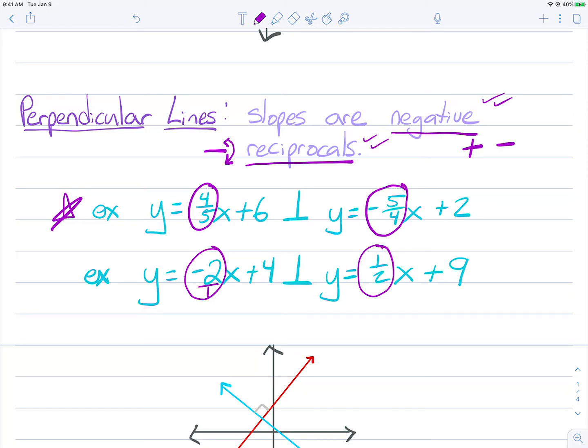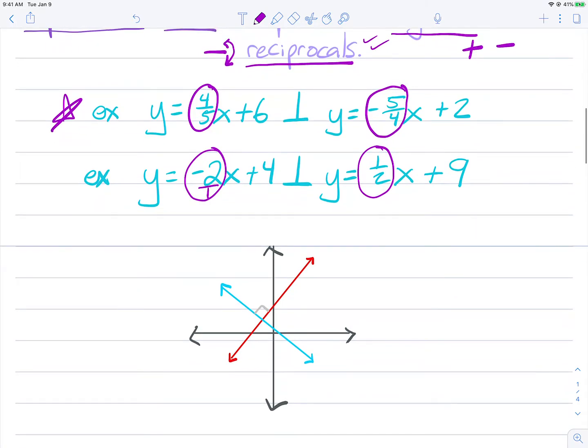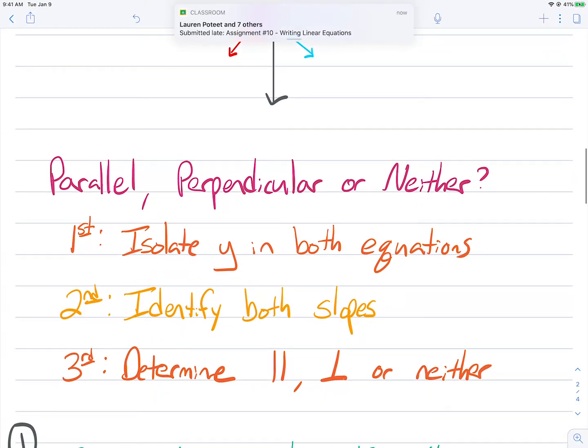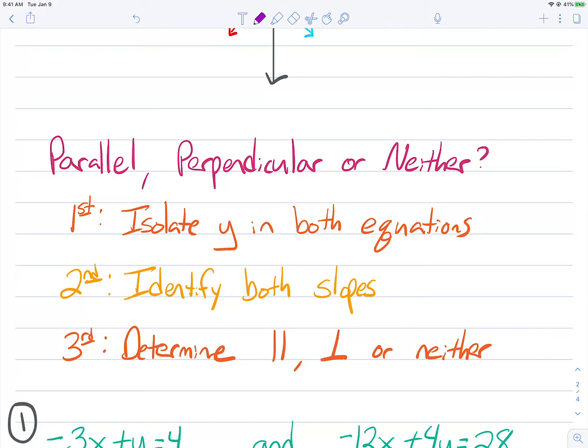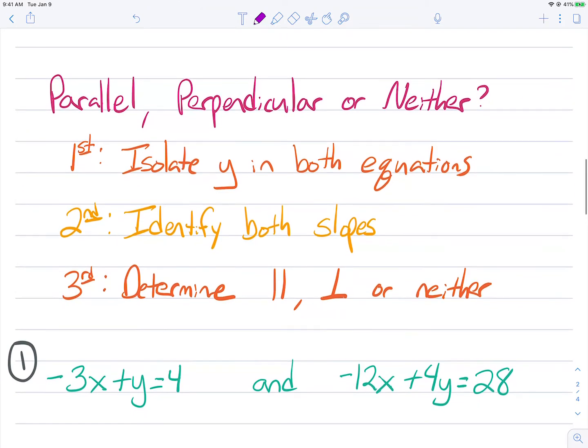are negative reciprocals. If you graph perpendicular lines, they cross at a 90-degree angle, so they look something like that, where the red line is going uphill and the blue line is going downhill, and their slopes are negative reciprocals. So you're going to be determining if two lines are parallel, perpendicular, or neither.